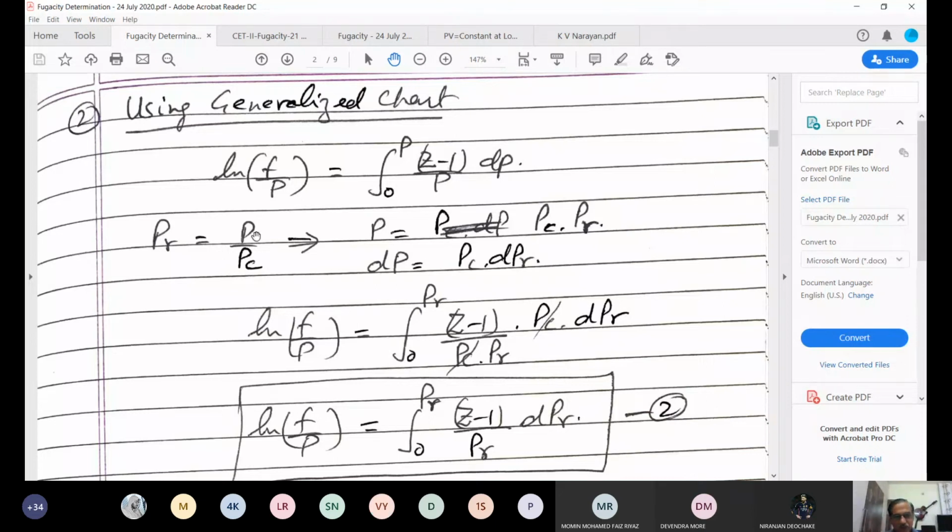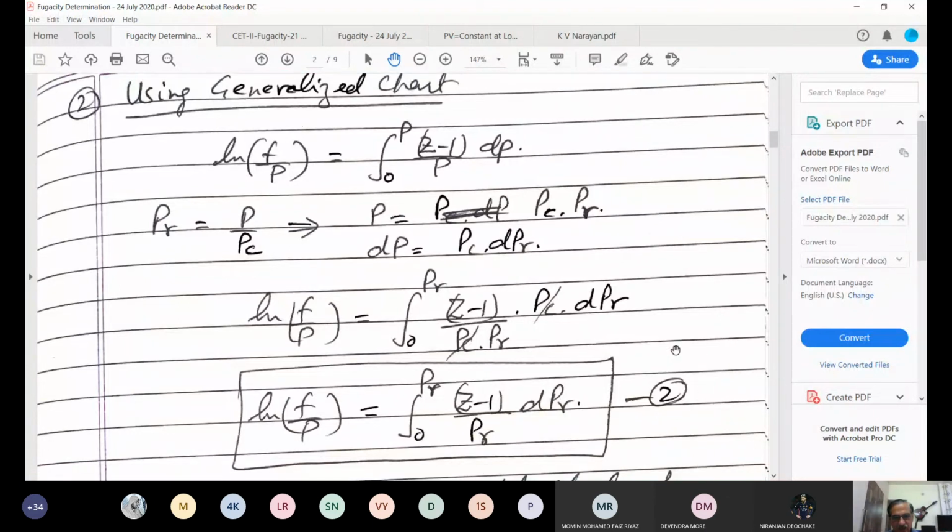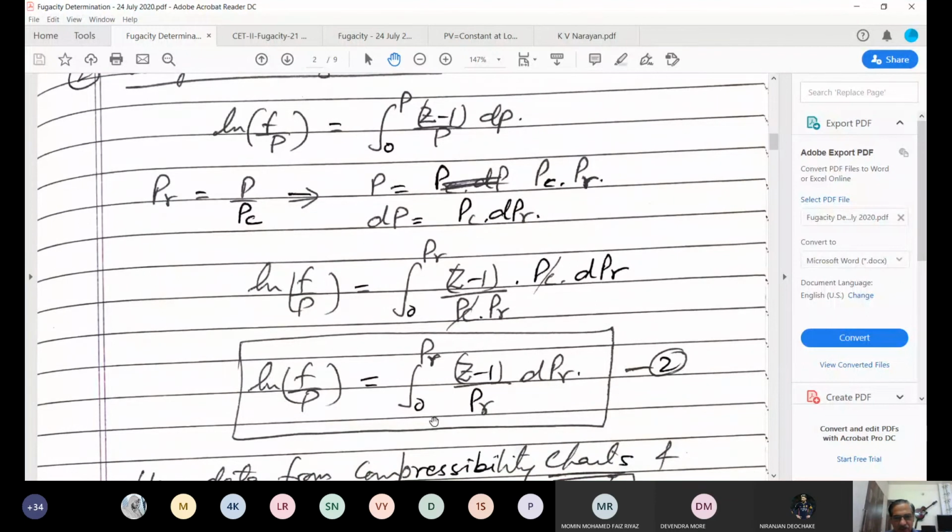So that means P is equal to Pc into Pr, and if you take the derivative, dP is equal to Pc, because Pc is a constant, into dPr. If you substitute in this equation, what you get is ln f by P is equal to integral 0 to Pr; instead of P, it will be Pr, the reduced pressure at pressure P. Z minus 1 by Pc into Pr, and dP is Pc into dPr. So Pc cancels out, and what we get is ln f by P is equal to integral 0 to Pr of (Z minus 1) by Pr dPr.